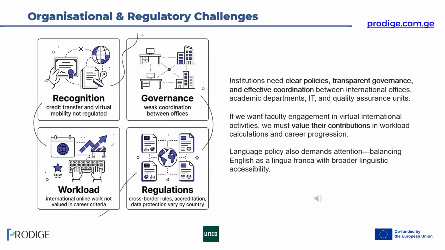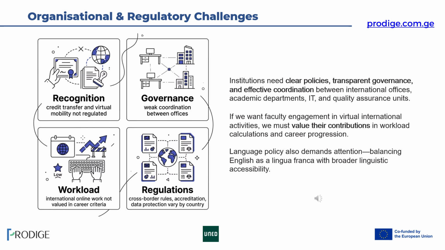Beyond pedagogy, universities also face organizational and regulatory challenges when they use distance education for internationalization. In many contexts, the recognition of virtual mobility, online courses, and digitally mediated collaboration is still uneven, which creates uncertainty around credit transfer, validation, and institutional legitimacy. There are also internal governance challenges. Institutions need clear policies, transparent decision-making, and effective coordination between international offices, academic departments, IT services, student support units, and quality assurance teams. Without that, even strong initiatives can remain fragmented.